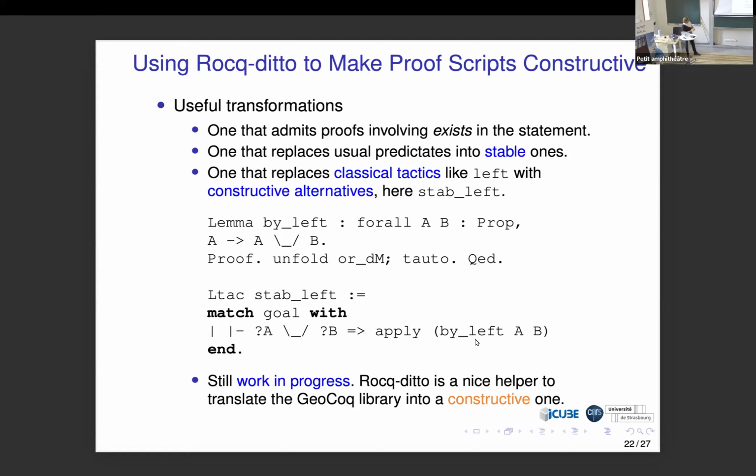So far, we managed to translate a few chapters of Tarski's description of geometry, and our tool proves a nice helper to do the translation of this library into a constructive one, and it's still work in progress. We are going through all the chapters and fixing the tool because we have to identify what the actual needs are during this large transformation.